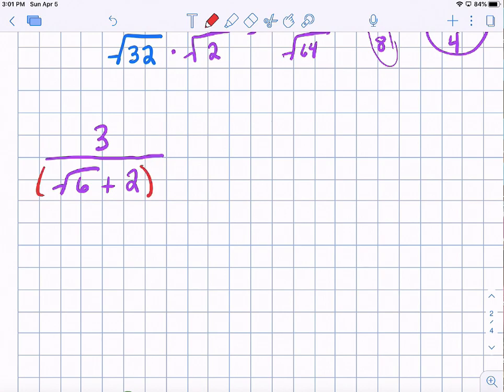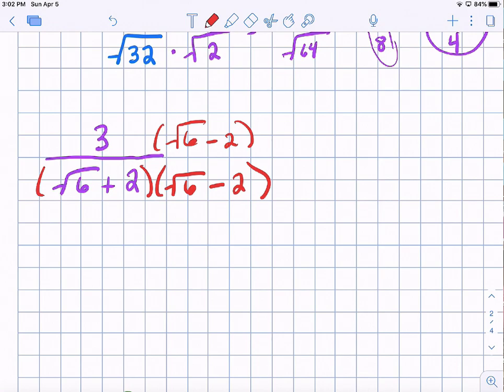We are going to use an idea that we had used back in chapter 7 maybe, when we were multiplying things together. And here's what I'm going to multiply by. I'm just going to show you. I'm going to multiply by the square root of 6 minus 2. I'm going to multiply both the numerator and the denominator by the square root of 6 minus 2. Now, you might be thinking, well, obviously it's almost the exact same thing, right? Instead of plus 2, I put a minus 2. Why did I do that?